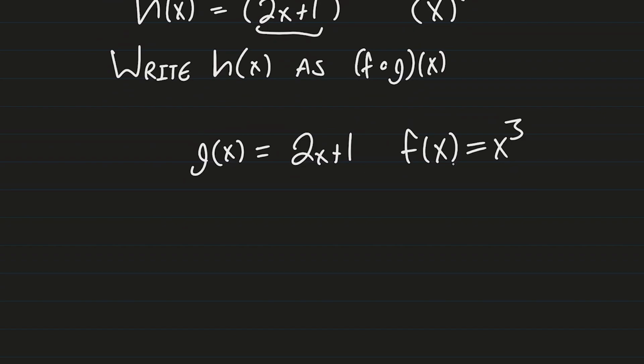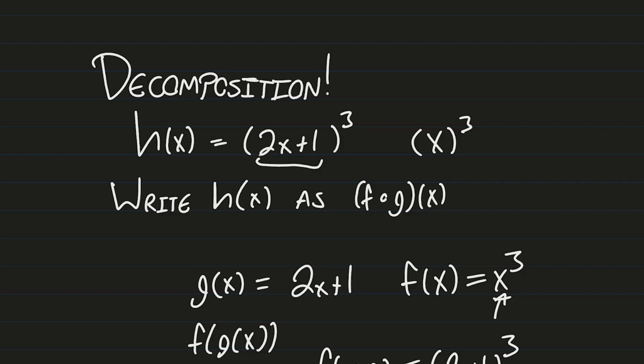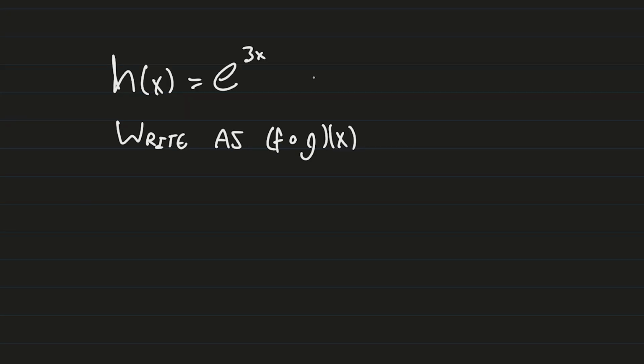If this is our inner function and this is our outer function, let's try to combine them back together. To find f of g of x, I would plug in g of x in place of x here, right? So f of g of x would equal 2x plus 1, because that's what our x is. This is where our x is, cubed, which is what we started with, 2x plus 1 cubed. You have to find a way to determine what your inner and outer function are. Just remember, your inner function is what you're plugging in to a different function, so your inner function should be replaced with just x.